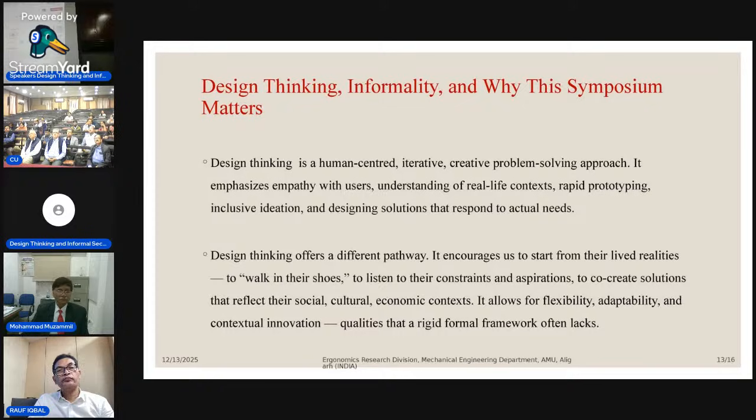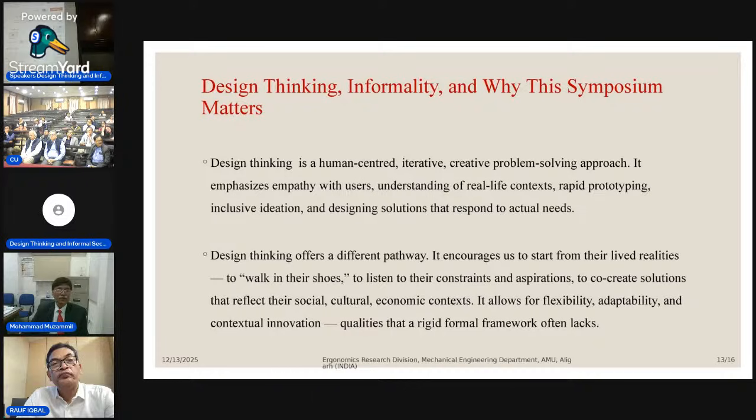Design thinking, as we know, is a human-centered, iterative, creative problem-solving approach. It emphasizes empathy with users, understanding of real-life context, rapid prototyping, inclusive ideation, and designing solutions. Informal workers, street vendors, domestic workers, and daily wagers have great complexity, uncertainty, and fragility in their lives, and conventional top-down policy or formal enterprise models are going to fail to address these irregularities related to the lack of access to services, etc.